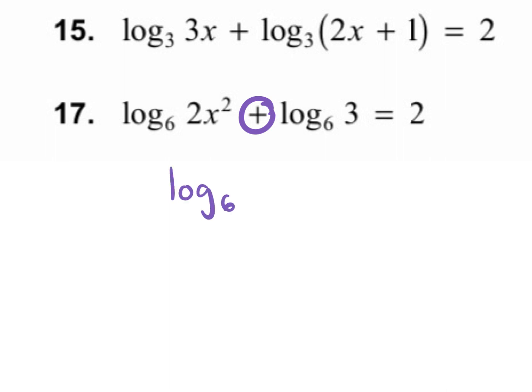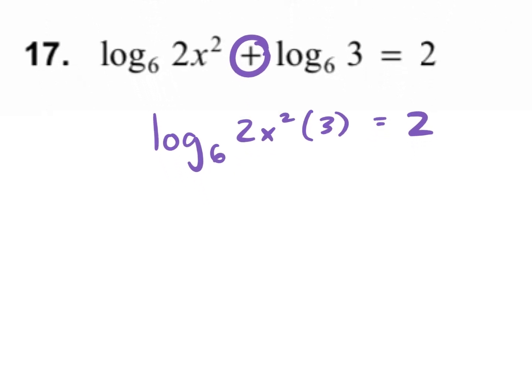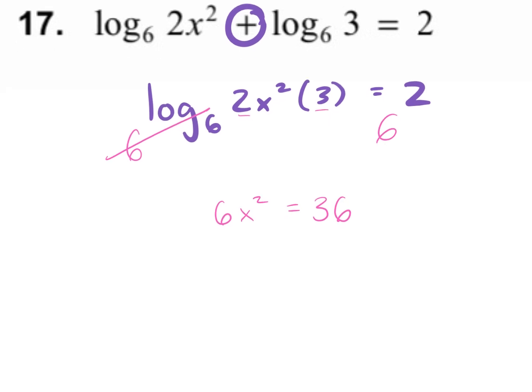Multiply. So log base 6 of 2x squared times 3 is equal to 2. How do I get rid of the log now? Make the big base 6. So it cancels. So 2x, well, I'm going to multiply here. So I'll make it 6, because 2 times 3 would be 6x squared is equal to 6 squared. What's 6 squared? 36.